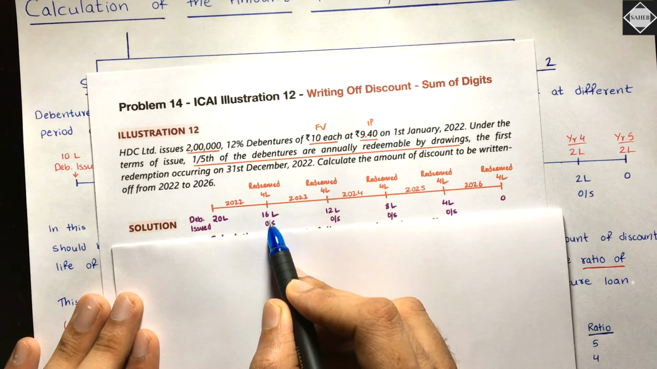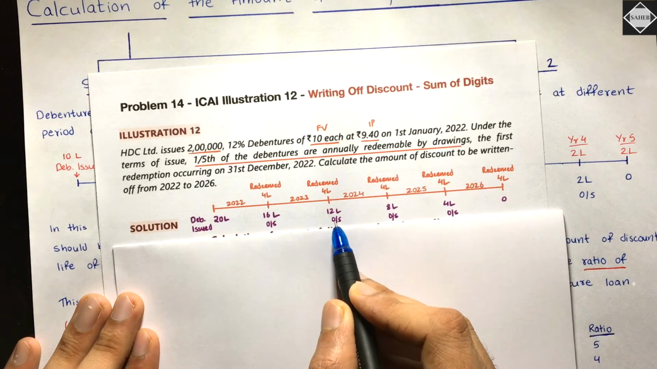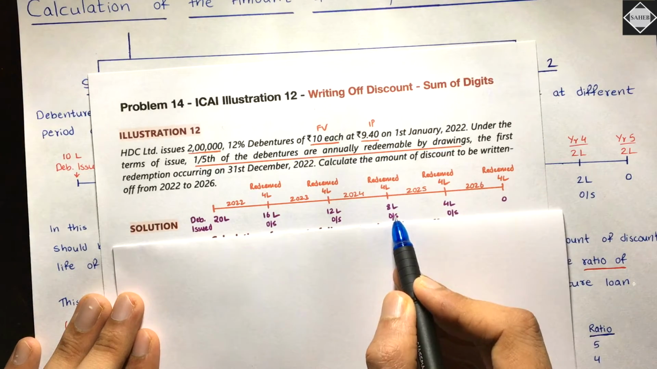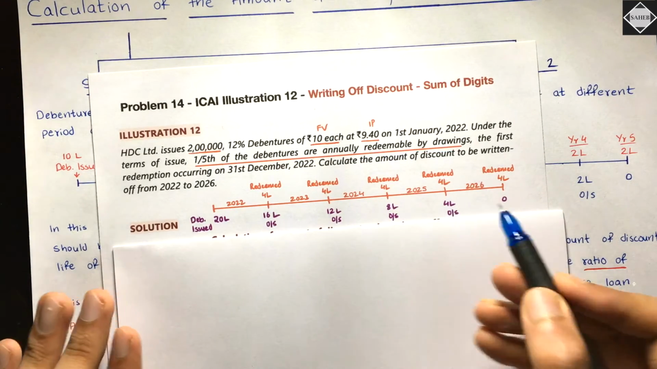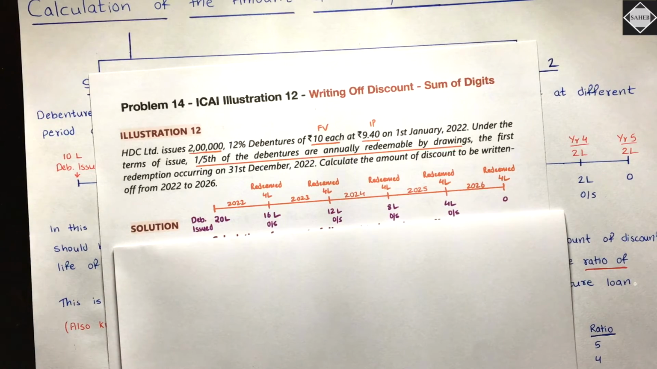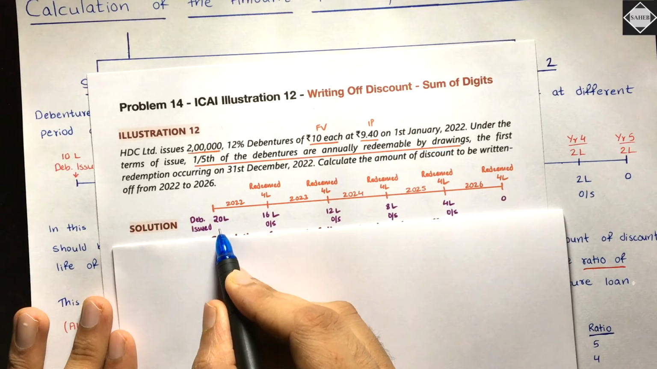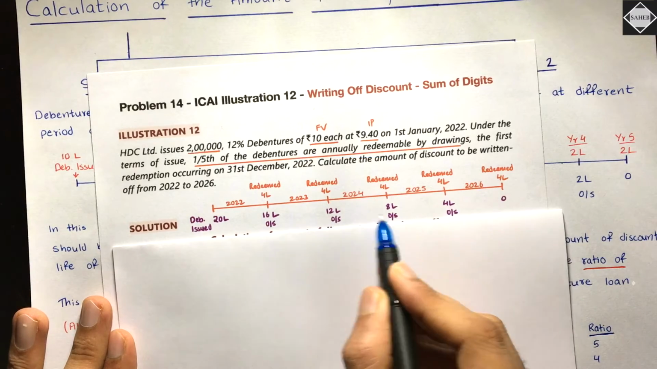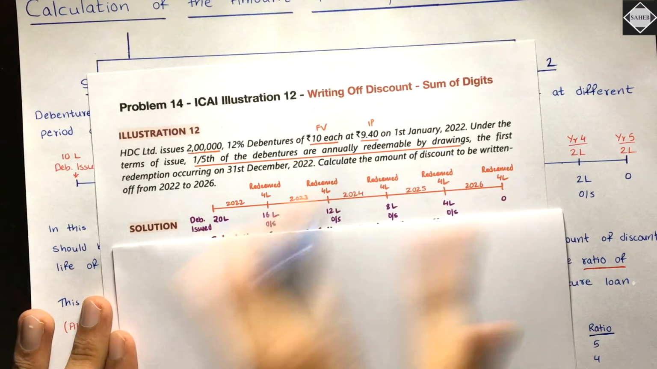20 minus 4, 16 lakh only they had. In the third year, 12 lakh they had. In the fourth year, 8 lakh. In the fifth year, 4 lakh they had. So in this ratio, 20, 16, 12, 8, 4, in this ratio we have to distribute.